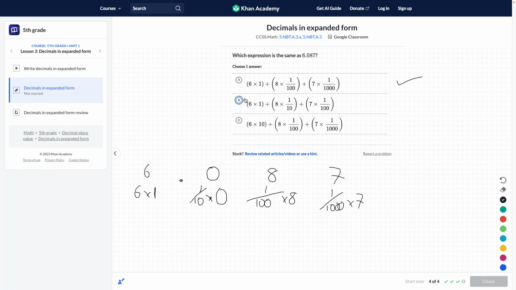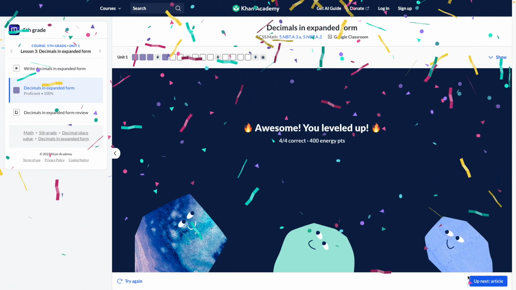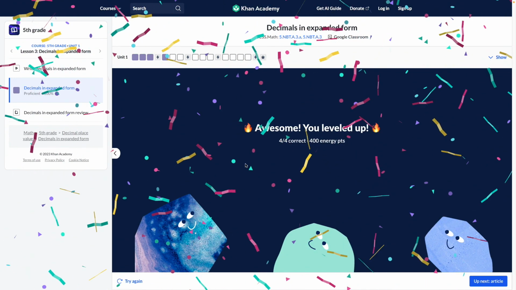6 times 1, check. 8 times tenths, no, we've got 0 here, right? So not check. Oh, sorry, 6 times 10, no, we've got 6 times 1. So this just is wrong in the beginning. That would be 60. So we now know that this is the correct one here. There we go, done. Awesome, you leveled up, 4 out of 4, 400 energy points.